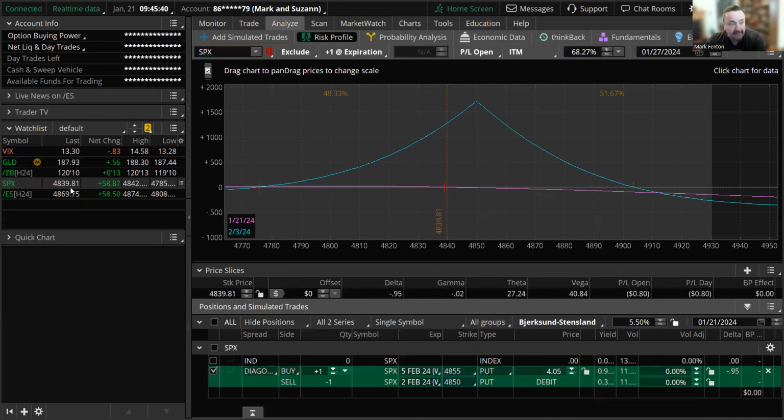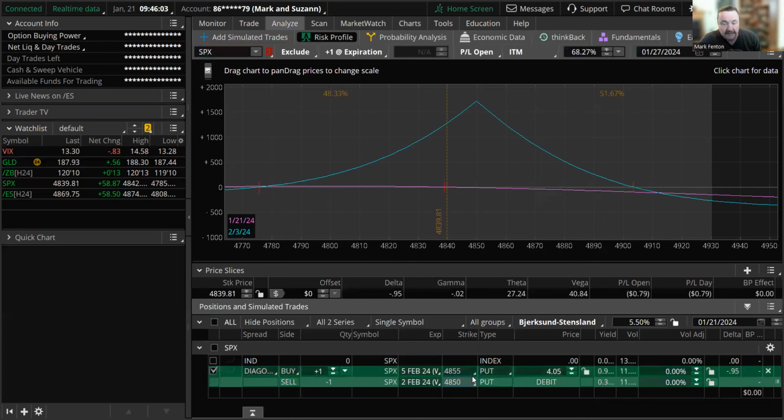We ended the day at 48.39 on Friday, and I just modeled this with 50, which anywhere in there, anywhere from 10, 15 points is probably best. Above the money is where your short is. And then you buy your long put 5 points higher. And I would do this selling the February 2nd and buying the February 5th.